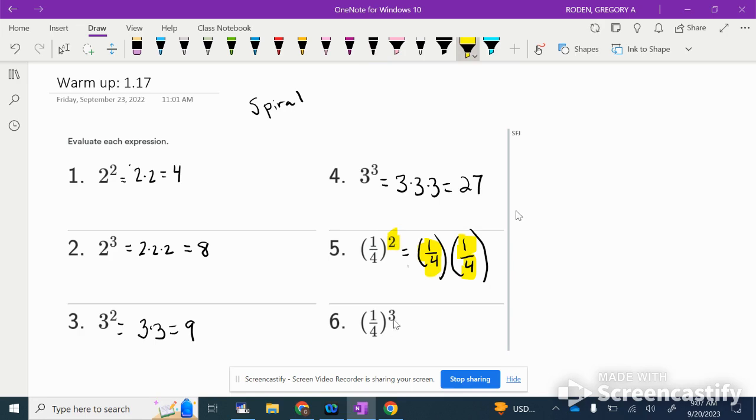All right, so let's see what 1/4 times 1/4 is. Well, how do we multiply fractions? It's easy. You just go top to top, bottom to bottom. 1 times 1 over 4 times 4. 1 times 1 is 1, and 4 times 4 is 16. So 1/4 squared is 1 over 16.